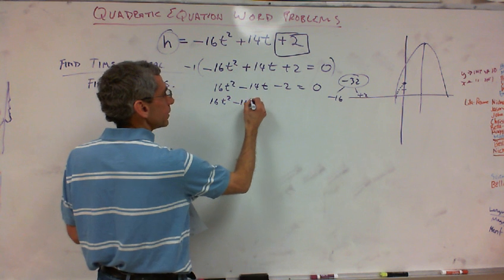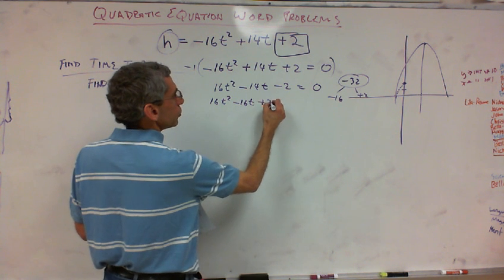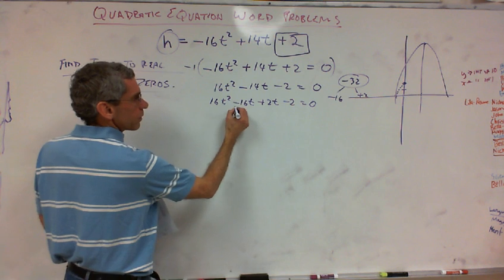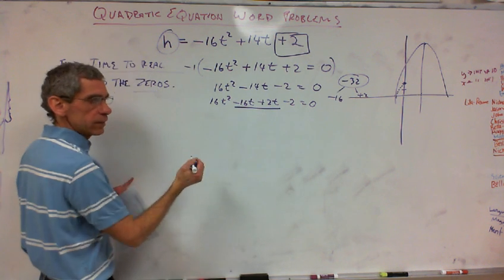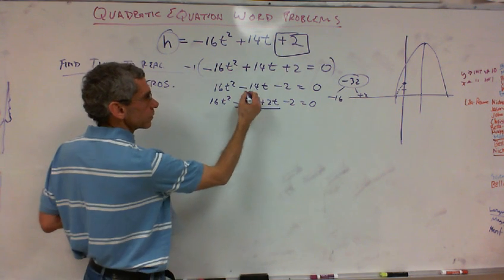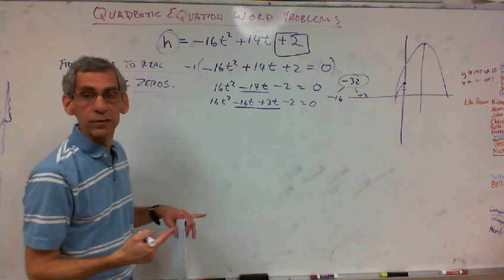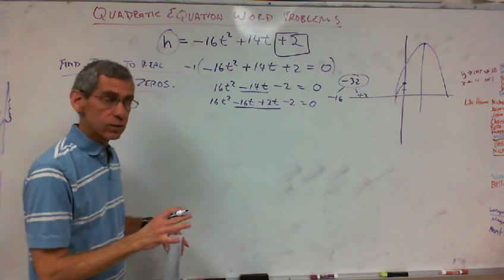Minus 16t plus 2t minus 2 equals 0. This is where people mess up the most. They don't go back to see, does this equal this? -16t plus 2t, -14t. Yes, it works. Once you know that, then we keep going.